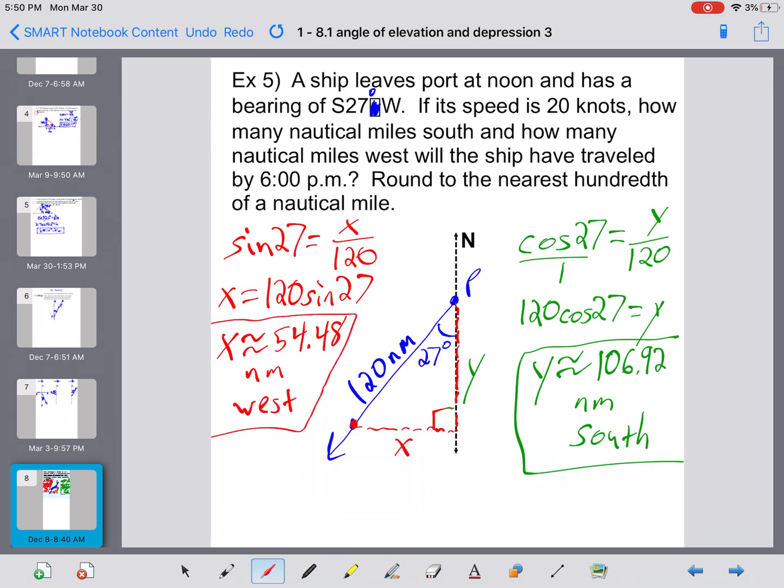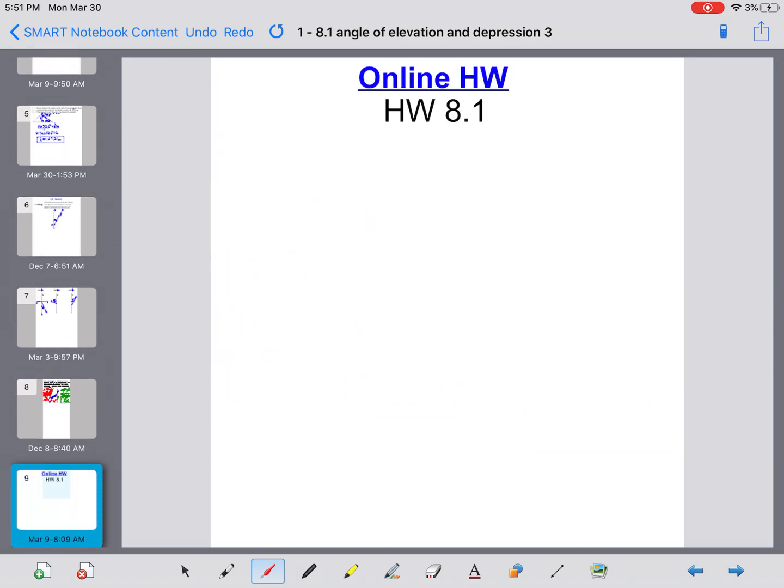Okay, so you can see with bearing and with elevation and depression, a lot of times those problems set up a right triangle. You're using sine, cosine, and tangent equations today. You're going to use Pythagorean theorem a little bit. And that's about it.